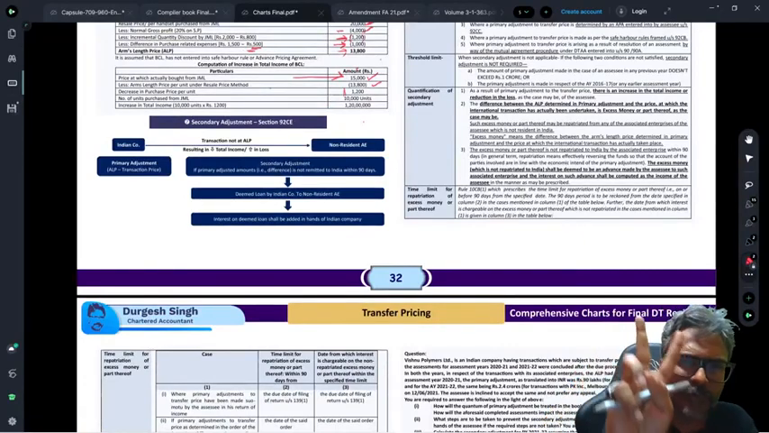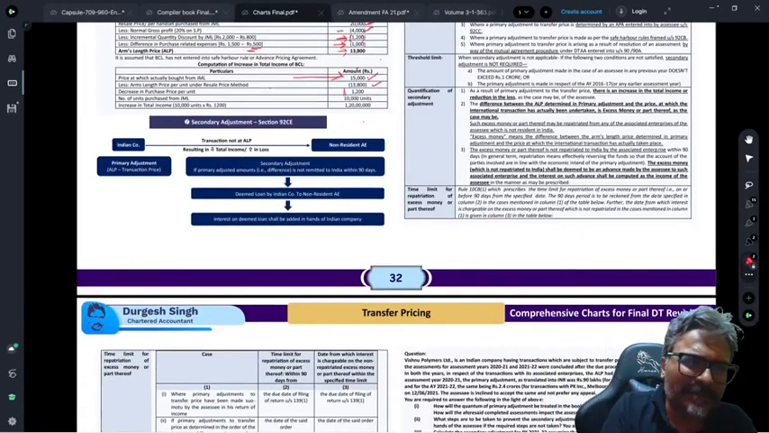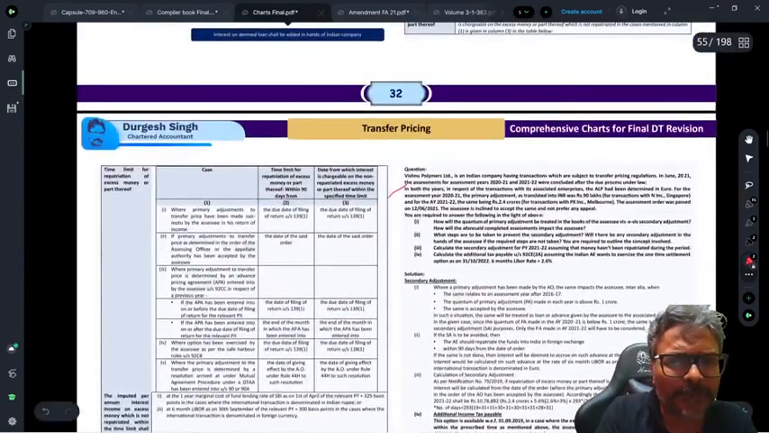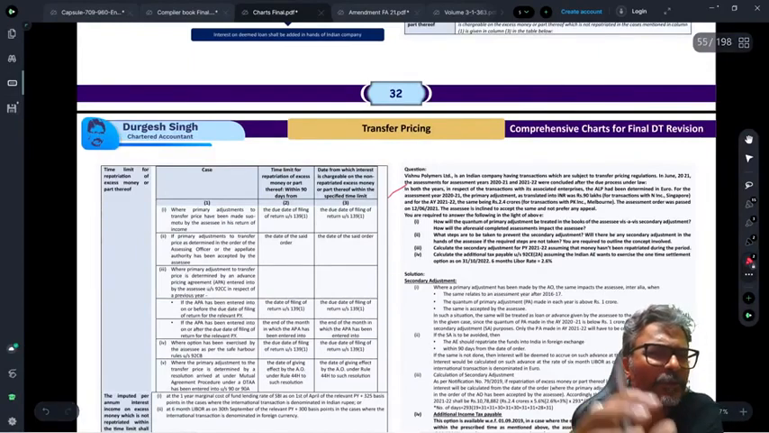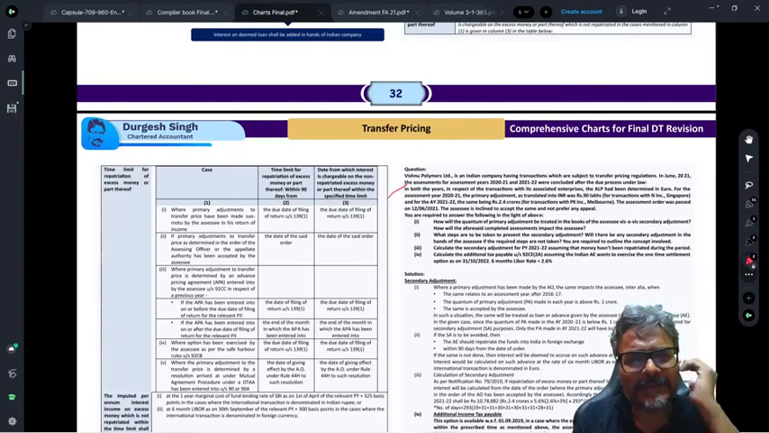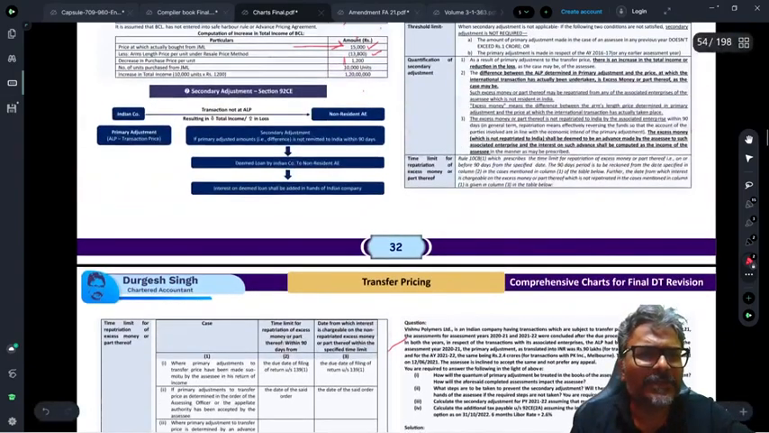I will only discuss two particular points in secondary adjustment. There is no difficulty, even you people are aware that secondary adjustment is an easy one. Although I have given one question here, Vishnu Polymers, secondary adjustment, but only two or three points. I just need to discuss with all of you so far as secondary adjustment is concerned. So which are those two or three points?